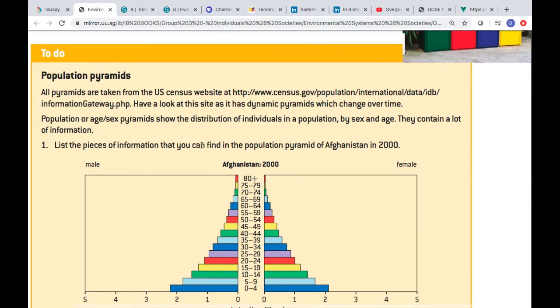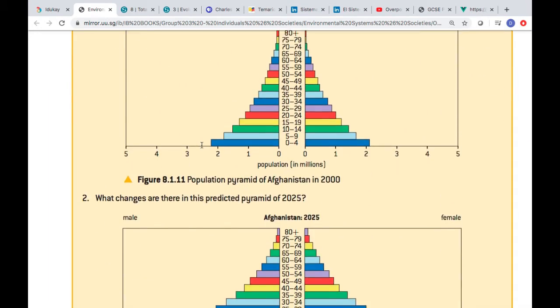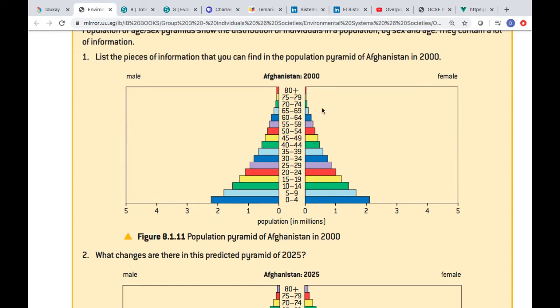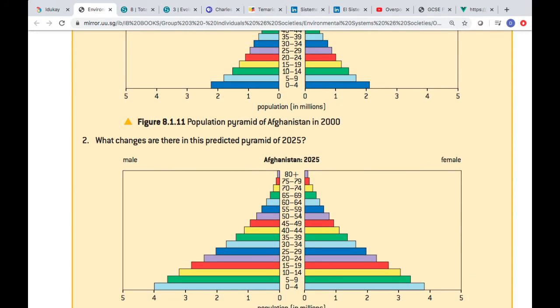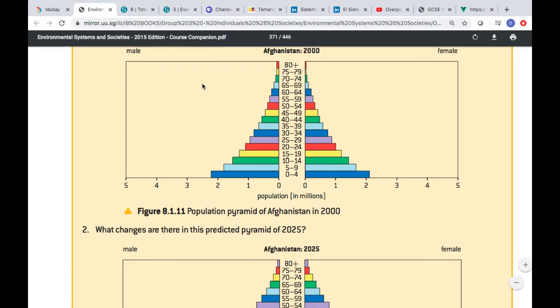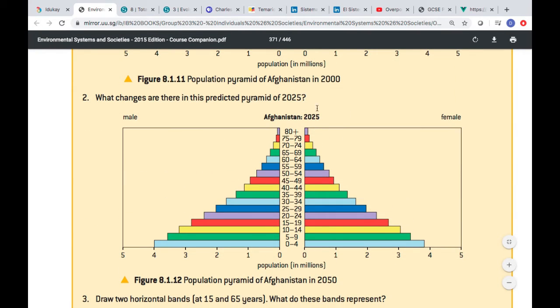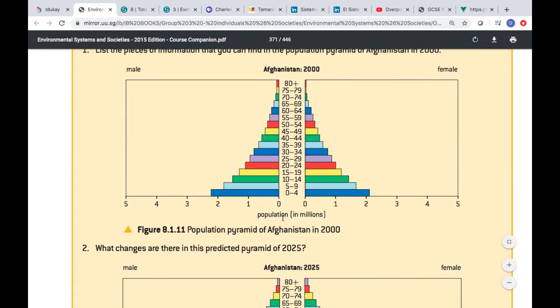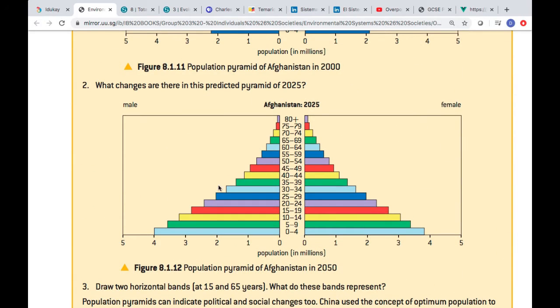Now we're going to make an analysis of population pyramids. We have two population pyramids here, from Afghanistan and Afghanistan again, but this one is in 2000, and this is a prediction of 2025, right? So as you can see, what is the difference between them? We can see that there is more population.